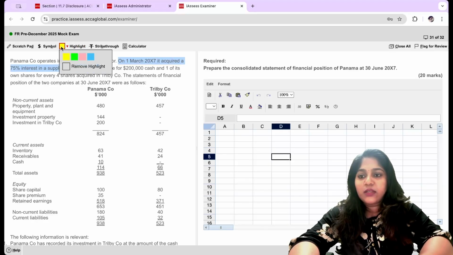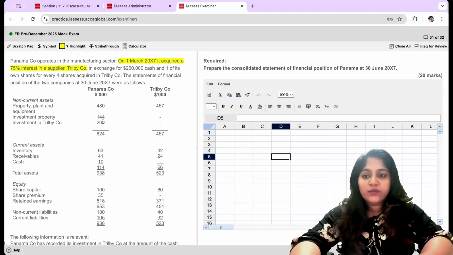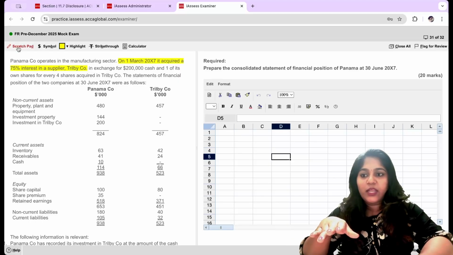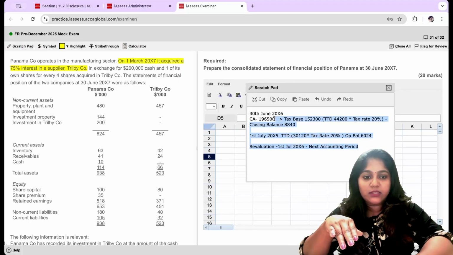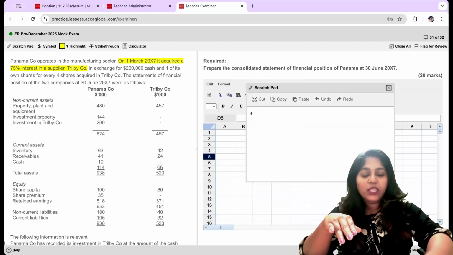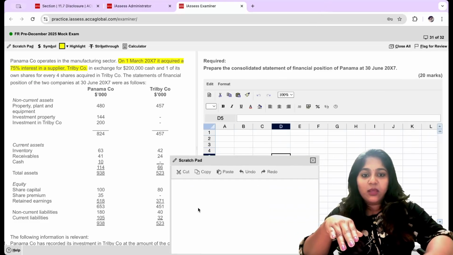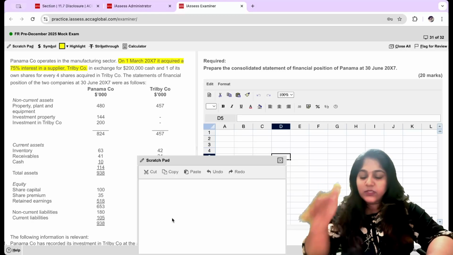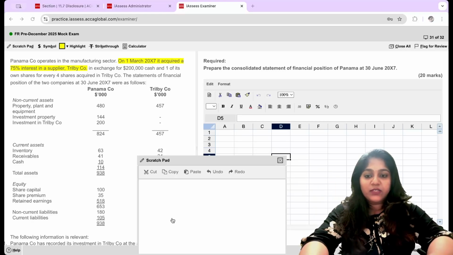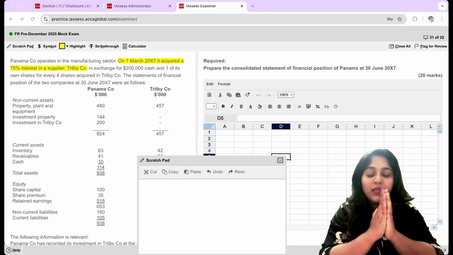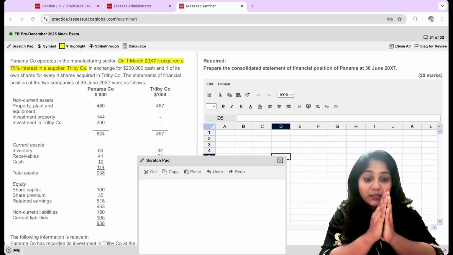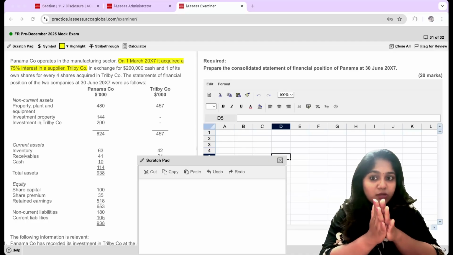First of all, let's understand, is it a full year acquisition or a mid year acquisition? I'm going to write everything in my scratch pad for my understanding. So it is indeed the mid year acquisition, because on 1st March X7 is my date of acquisition, but my year ending is 30th June 20X7, which is clearly said.